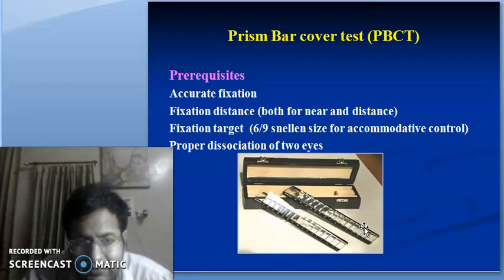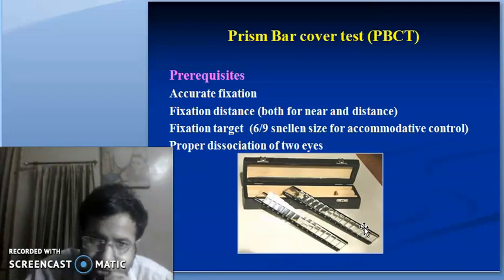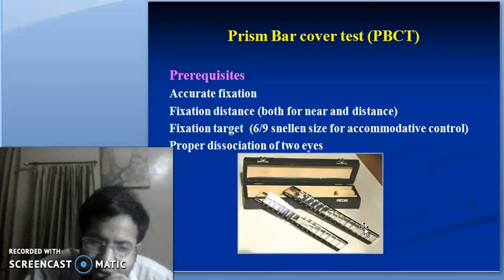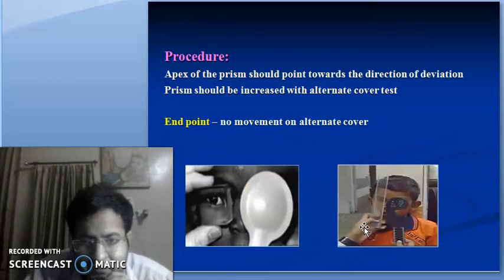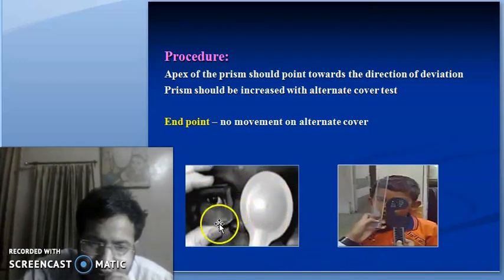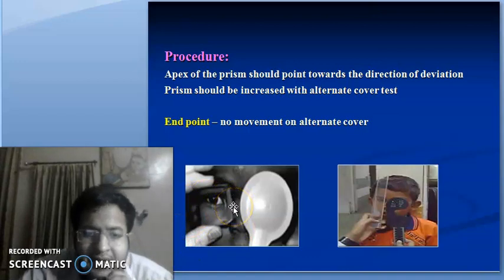And what do we need? We need proper dissociation of the two eyes for doing the Prism Bar cover test. And how do we dissociate the eyes? By using an occluder in front of the prisms. Here we can see the prism and an occluder. The occluder is used to dissociate the two eyes, and the prism helps to know the deviation.